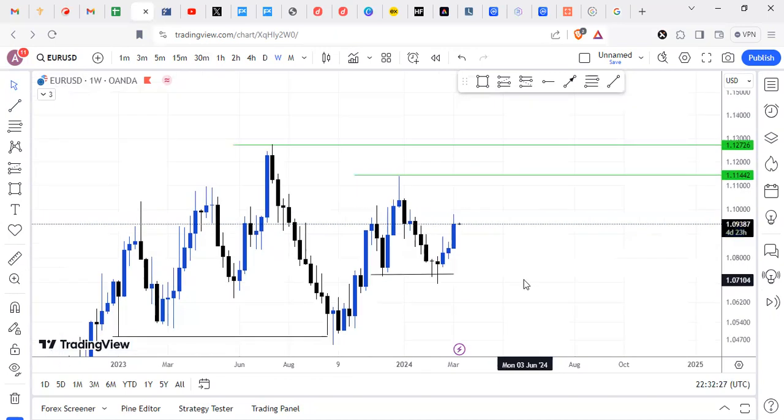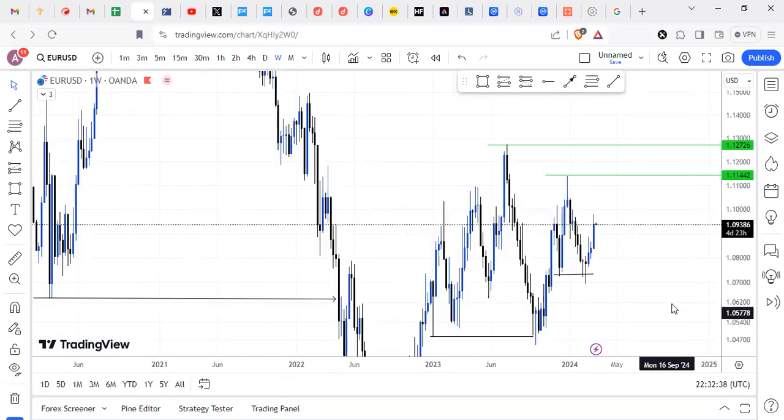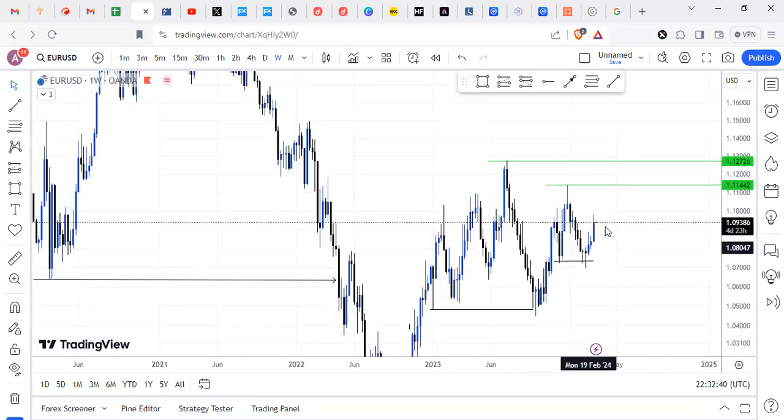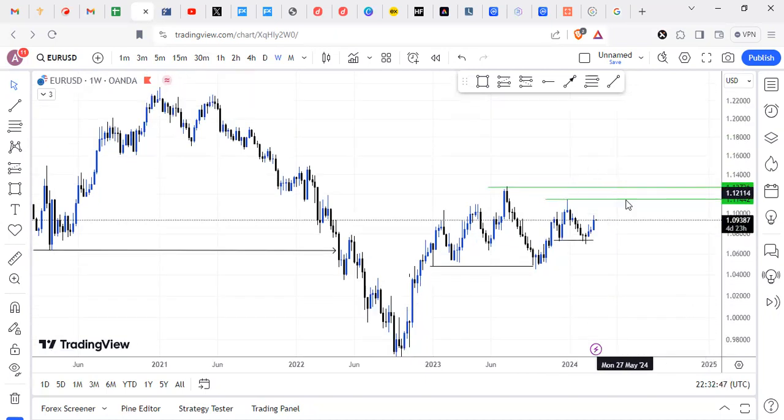So where is the next liquidity that price will likely take out? Where is the next draw on liquidity? It's obviously right here, this week right here, this week right here. So I think Euro USD will likely continue being bullish until it takes out this point, then we wait to see what price does, and then we follow accordingly.